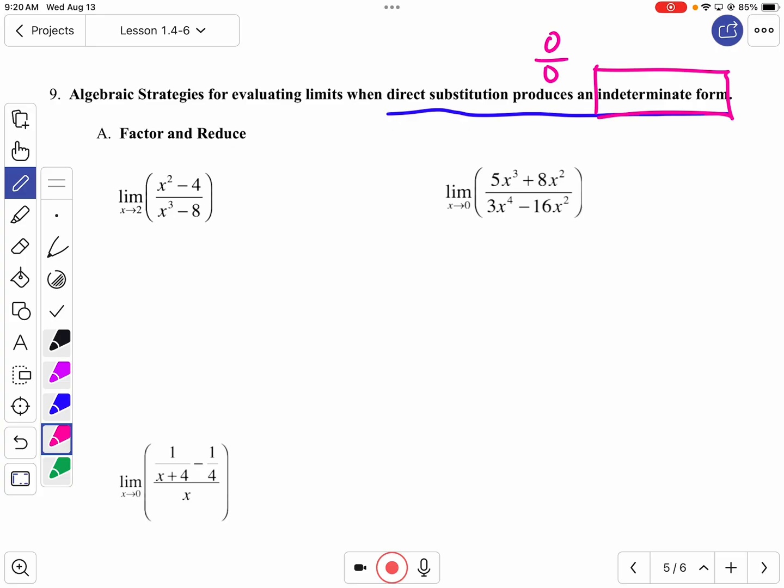Right. There are 2 basic strategies that we use. The first one is to factor and reduce. Okay, but before you start trying to factor, double check.